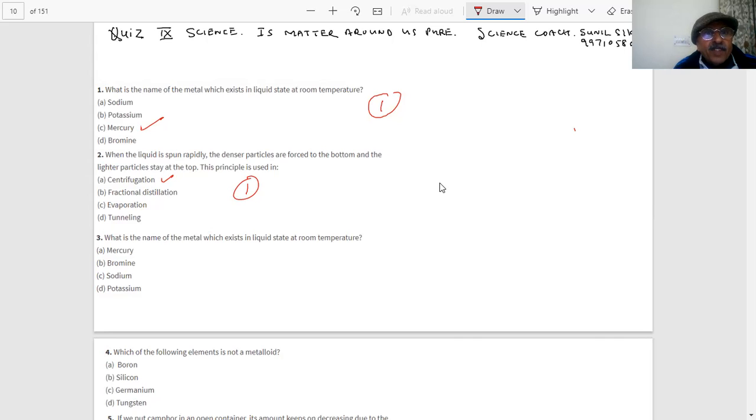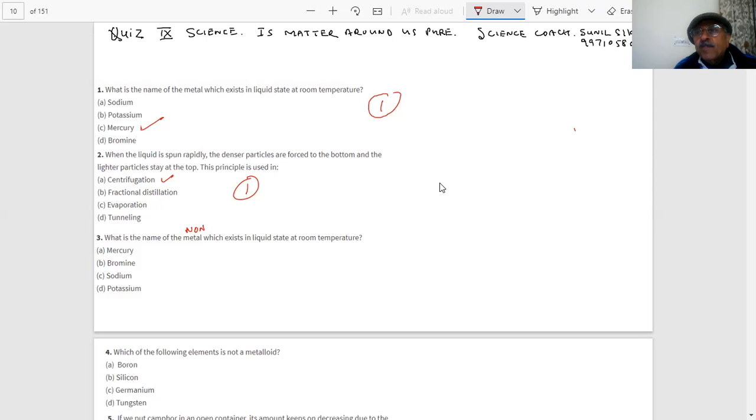Okay. Name of the metal which exists in liquid state at room temperature. We already answered that question. Sir, it is mercury. Okay. What is the name of the non-metal? Let me put this question this way. What is the name of the non-metal which exists in liquid at room temperature?